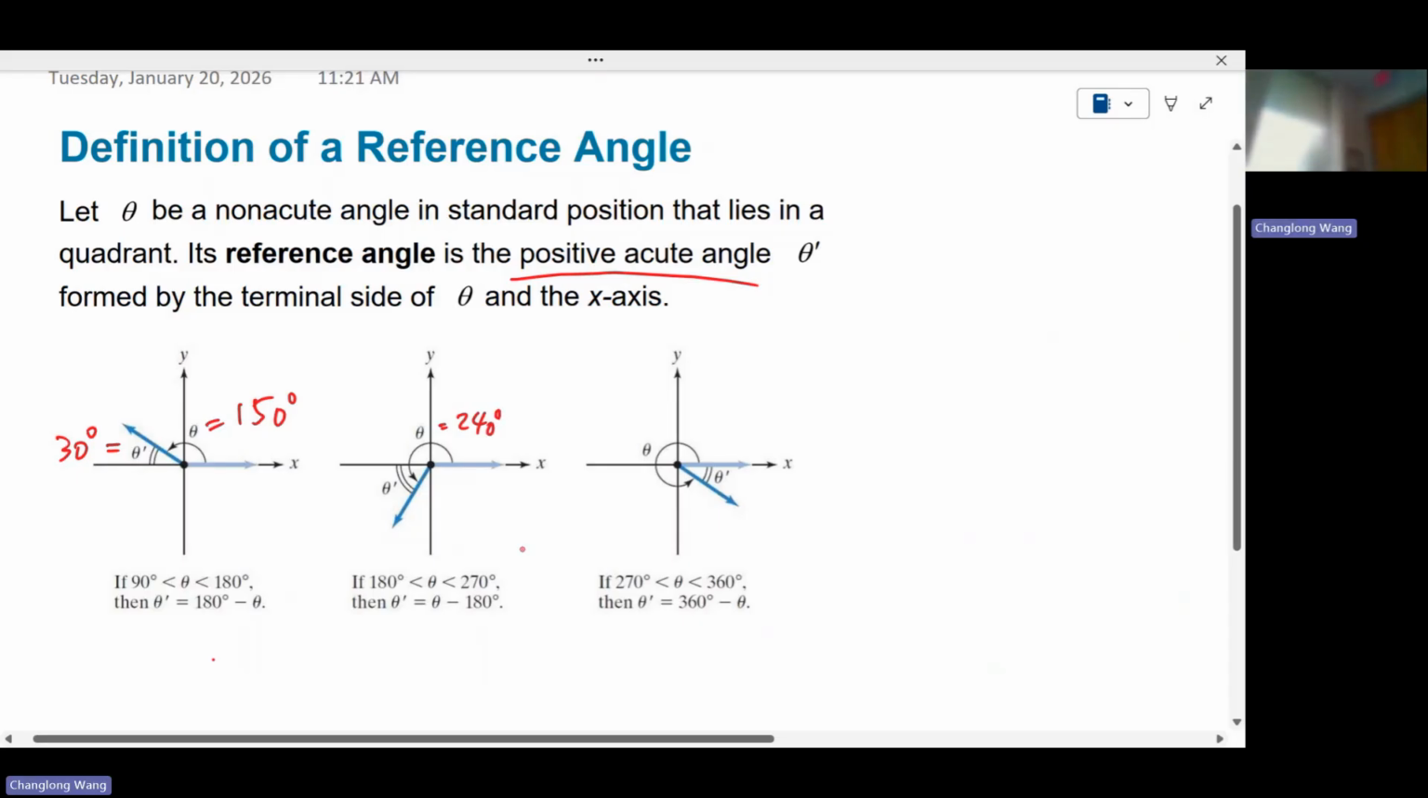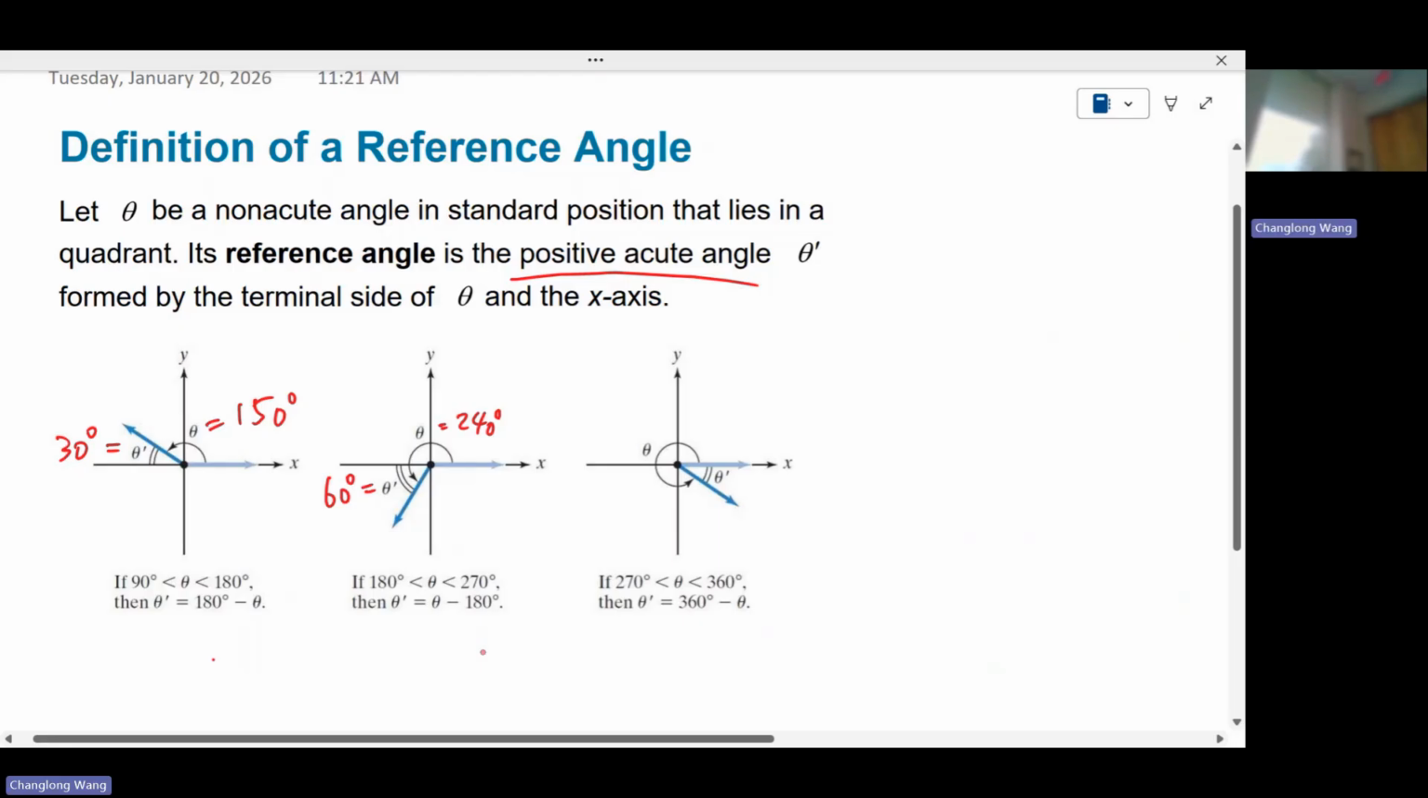So what do you think will be the angle made by this terminal side and the horizontal line? It will be the difference between 240 and 180, right? Which is 60 degrees. I think you start to realize, oh, that's not too crazy, right? It's just the angle between the angle that you don't want to deal with, like 150 or 240, which is kind of too big, and 180. So you can get a small acute angle, right?